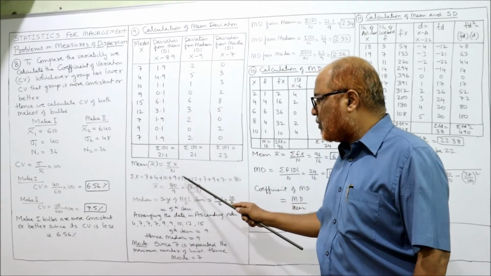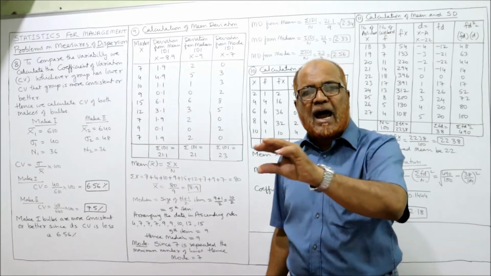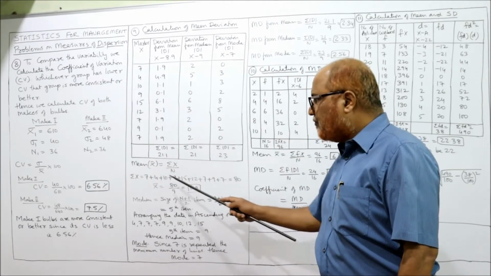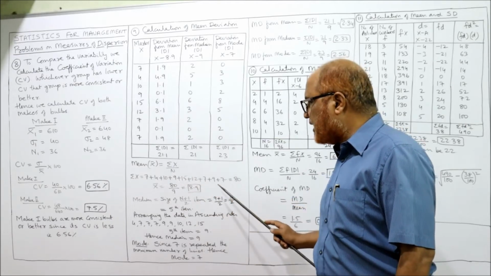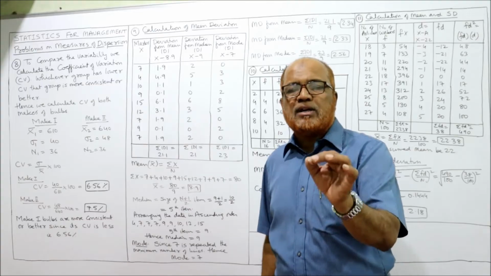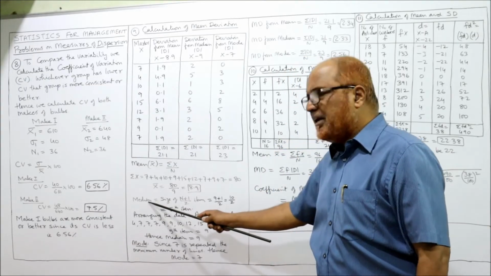1, 2, 3, 4, 5, 6, 7, 8, 9. The marks of 9 students are added up. The total marks are 80. So mean formula, summation x by n, 80 by 9, you will get 8.9. So 8.9 is the mean, the arithmetic mean. Now calculate the median.